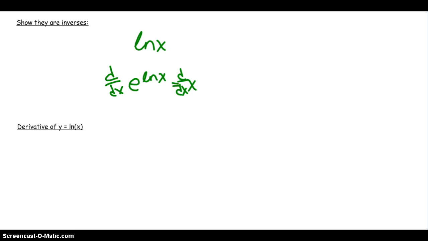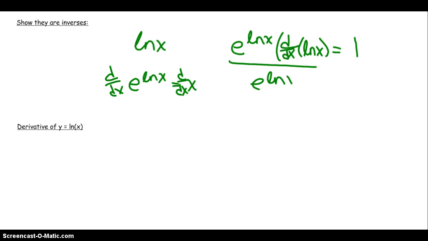All right? So we can have some chain rule over here. This e to the something whatever, the derivative would be e to the ln of x times the derivative of the inside, or the derivative of ln x. On this side, the derivative of x is 1. All right, so I'm going to move that e to the ln x over.